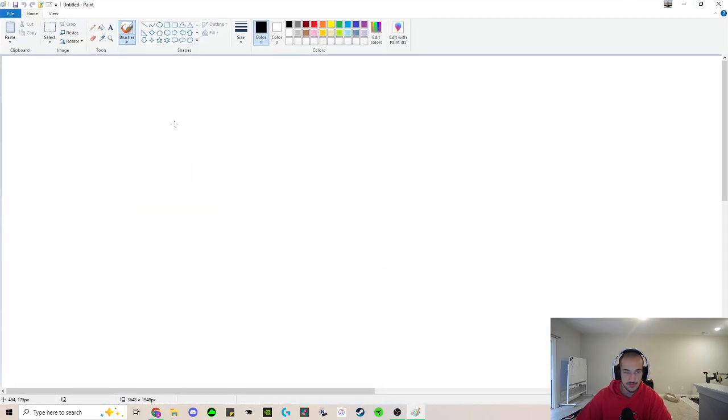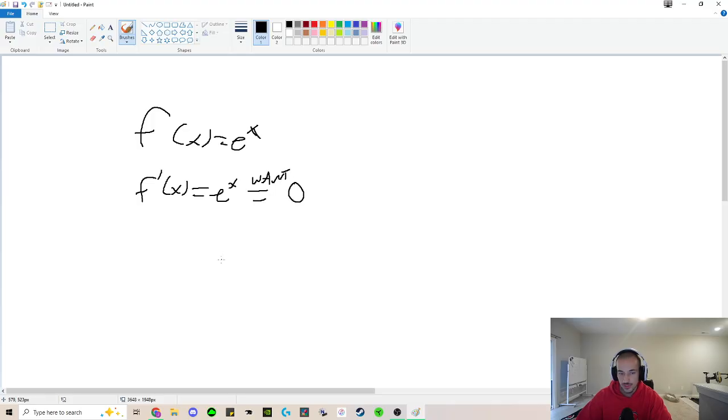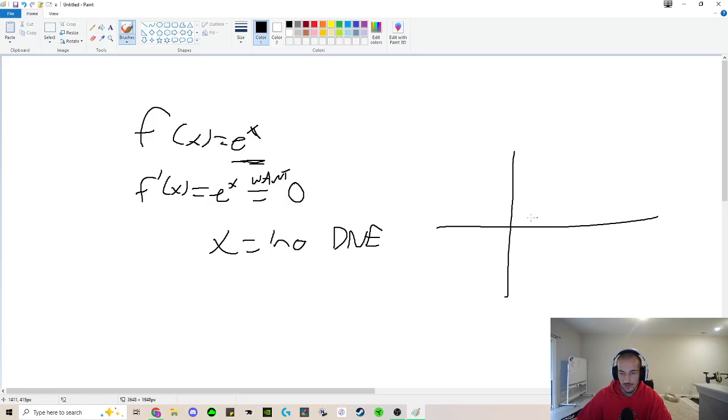So how do we find critical points? We say f of x equals e to the x. This means that f prime of x equals e to the x. For critical points, we want this to equal 0, but how would you solve for this? We'd say that x equals ln of 0. And of course, ln of 0 is undefined. This does not exist. This is like negative infinity. And we know that e to the x can never be 0, right? So if you look at the graph of e to the x, it looks something like this. You're never going to have it being 0. Okay.